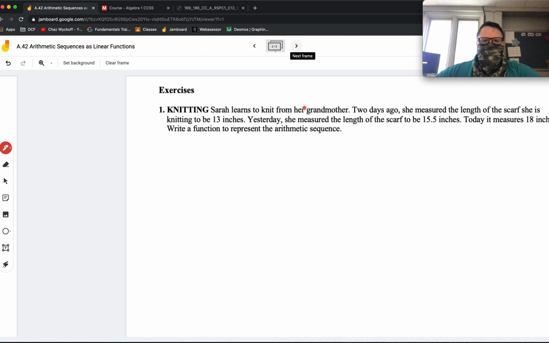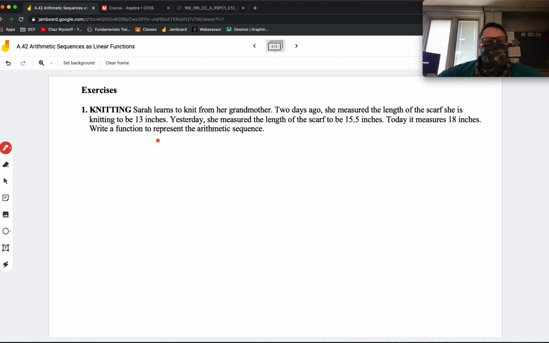So we're going to go ahead and look at the first example. Sarah learns to knit from her grandmother. Two days ago, she measured the length of the scarf she is knitting to be 13 inches. So I'm going to underline the lengths. Yesterday, she measured the length of the scarf to be 15.5 inches, and today it measures 18 inches. Write a function to represent the arithmetic sequence.